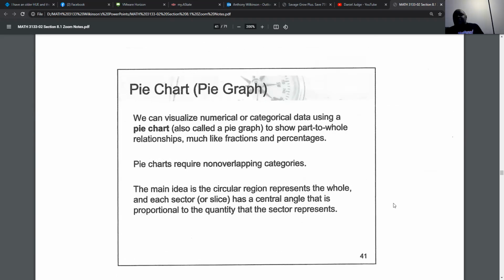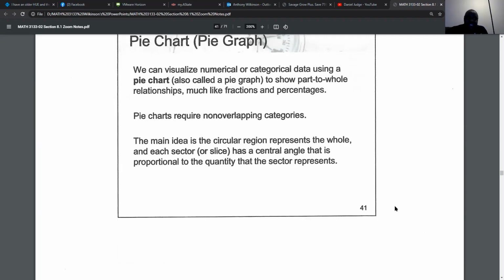Here we can visualize numerical or categorical data using a pie chart or a pie graph to show part-to-whole relationships, much like fractions and percentages. We did talk about part-to-whole back in a section back in chapter 5, I believe, or 6. I'm not sure. But pie charts require non-overlapping categories. So here the main idea is going to be a circular region representing the whole, and each sector or slice has a central angle that is proportional to the quantity that the sector represents.